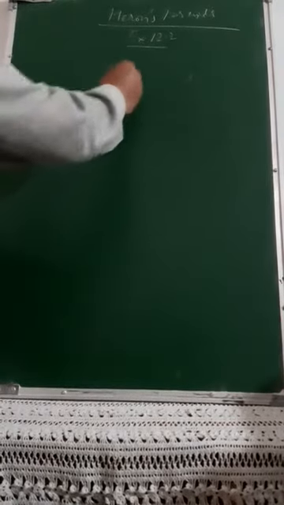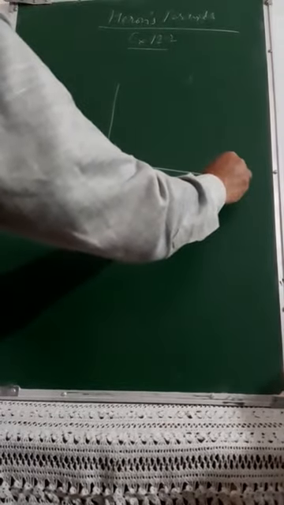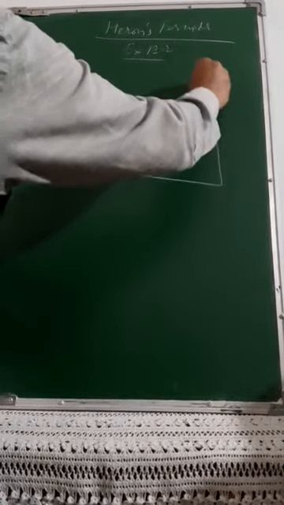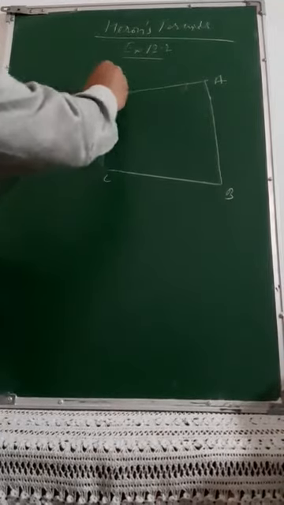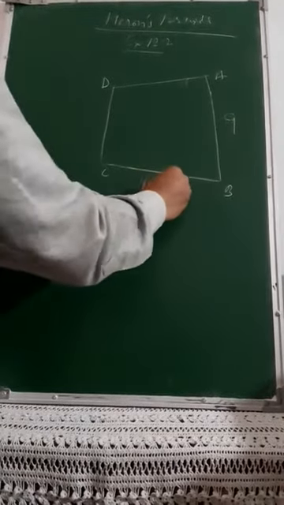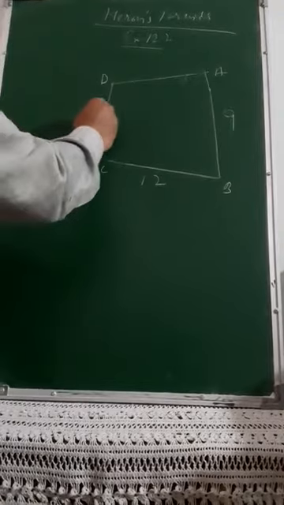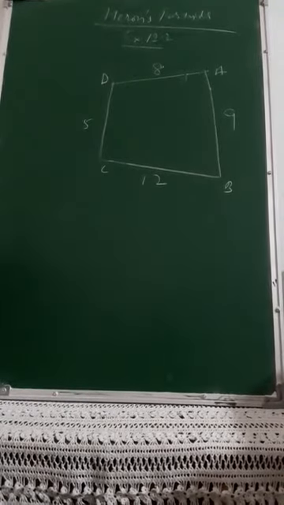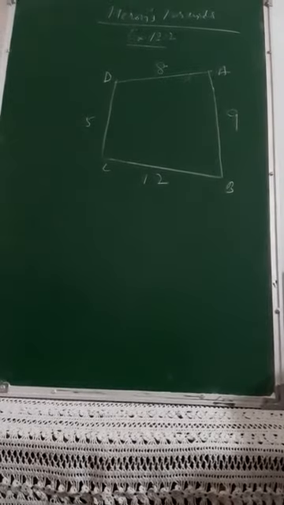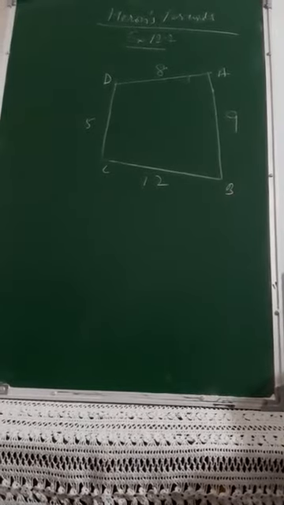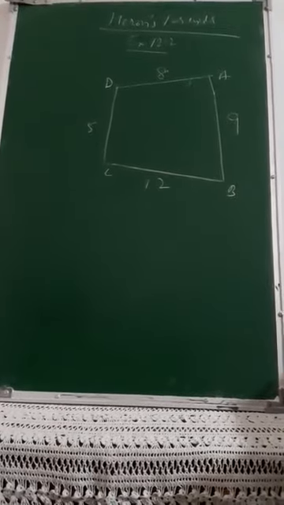A good question is here, but please follow the instructions very carefully: whatever is given to you, you need to put correctly in your figure. I hope all of you will be able to draw the figure. It is given that ABCD is a quadrilateral in which the length of AB is 9, BC is 12, CD is 5, and this is 8. Moreover, if I join BD, it will be the diagonal of the quadrilateral.